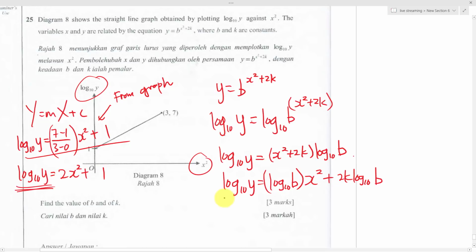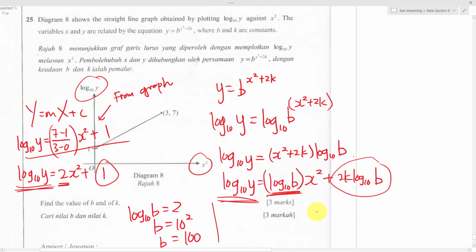Alright, from here you see log 10 y, 2 equals log 10 b because 2 is the gradient, isn't it? So log 10 b equals 2, b equals 10 to the power of 2, b equals 100. Then this one equals 1. 2k log 10 b, log 10 b equals 2, we already know. So I just substitute 2 here, equals 1. So k equals 1 over 4 because 2 times 2 is 4. Done. Yes. Finished the 25 questions in 1 hour 40 minutes.